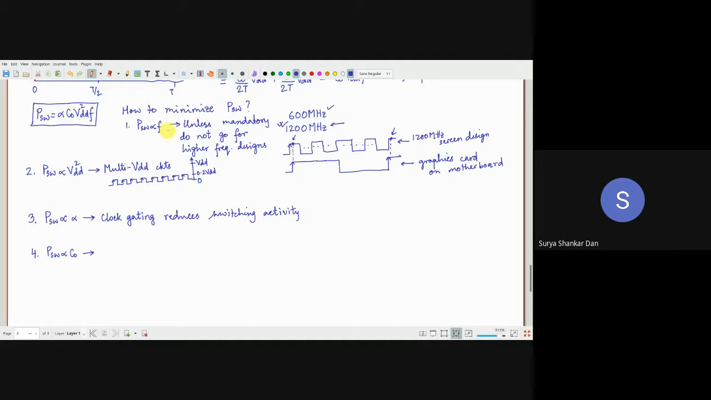Yes, Ashok, you were telling something. Sir, reducing fan out will decrease the total output capacitance. So how does fan out actually deal?